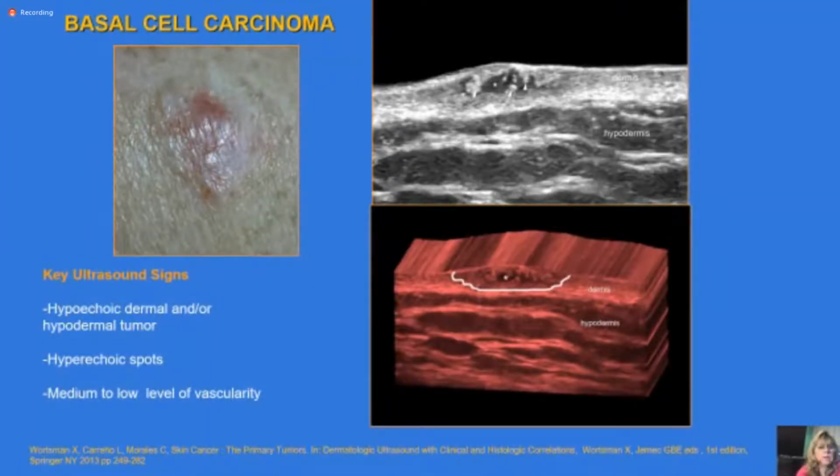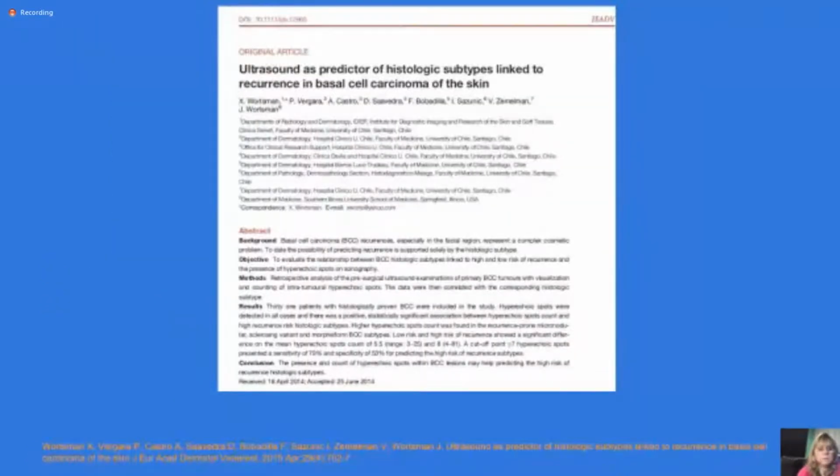How does a basal cell carcinoma look on ultrasound? It appears as a hypoechoic, usually dermal structure, but it can be deeper, of course, and it presents hyperechoic spots. These hyperechoic spots are almost pathognomonic of basal cell carcinoma because they are not present in a squamous cell carcinoma or melanoma. These lesions tend to present low vascularity or a medium level of vascularity.